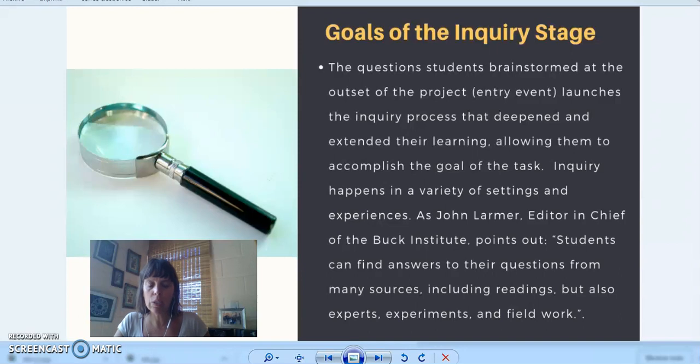Also experiments, a lot of hands-on activities that you can do with younger students. And of course, field trips. The students can go to a park, can go to a zoo, can go to the community and look for answers to the questions that they might have.